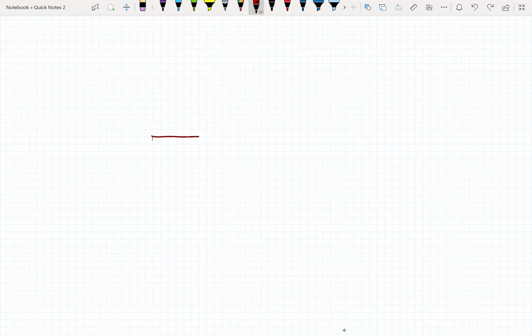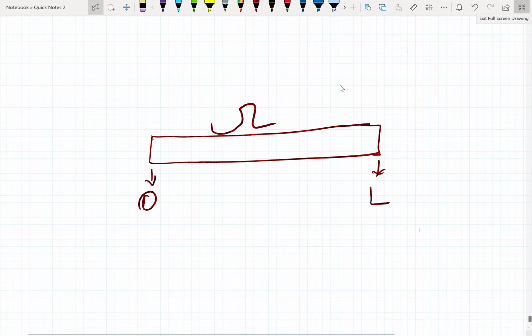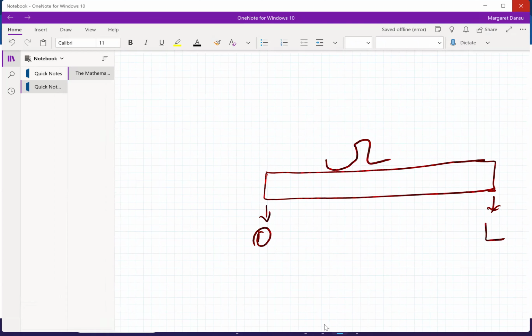Okay, so imagine we have a bar. So this is the initial point zero, and this is the final point L. The whole of this is omega, the domain over which we are taking our expression, right? So this is omega like this. So the whole domain right now, we want to divide it up.